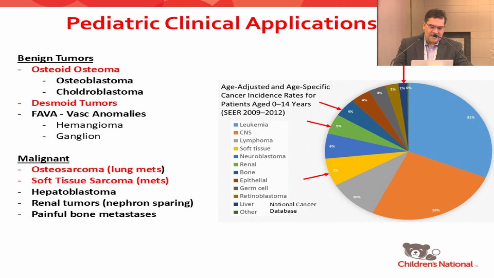So in terms of pediatric clinical applications, I mentioned osteoid osteoma. That has led to ablation for osteoblastoma and chondroblastoma. Desmoid tumors are the next challenging tumor, and this has led to fava lesions and vascular anomalies. And on the malignant front, we have osteosarcoma, soft tissue sarcoma, largely pulmonary metastases and other metastases, but it has been reported in hepatoblastoma, renal tumors, and painful bone metastases.